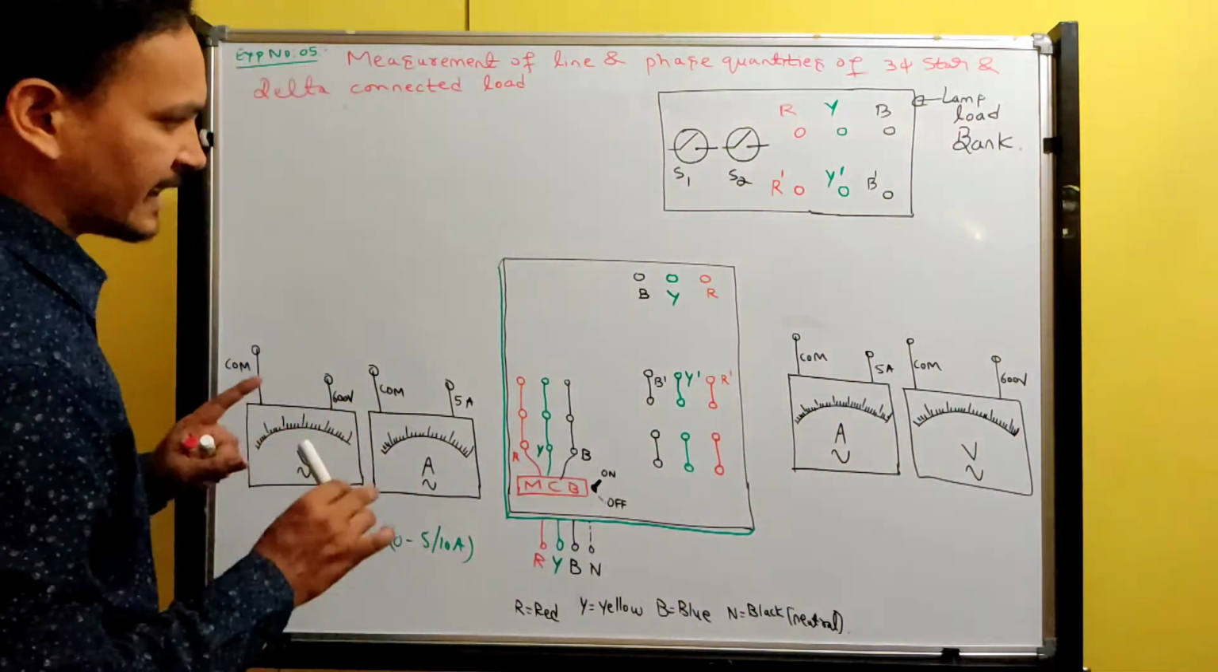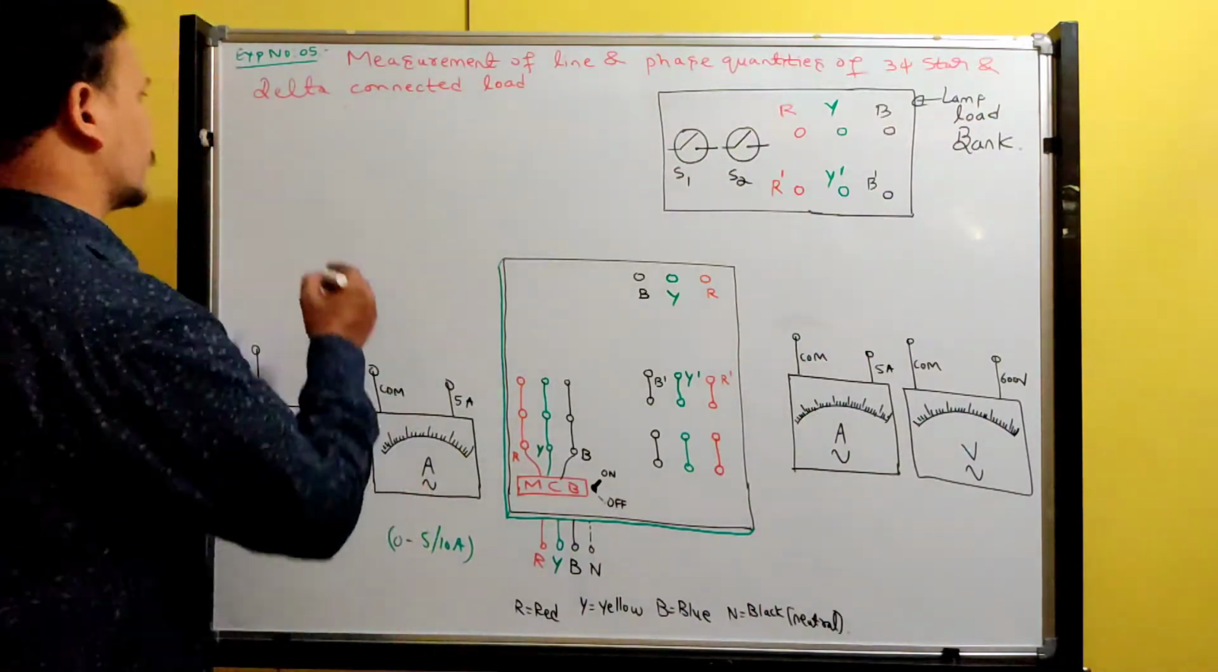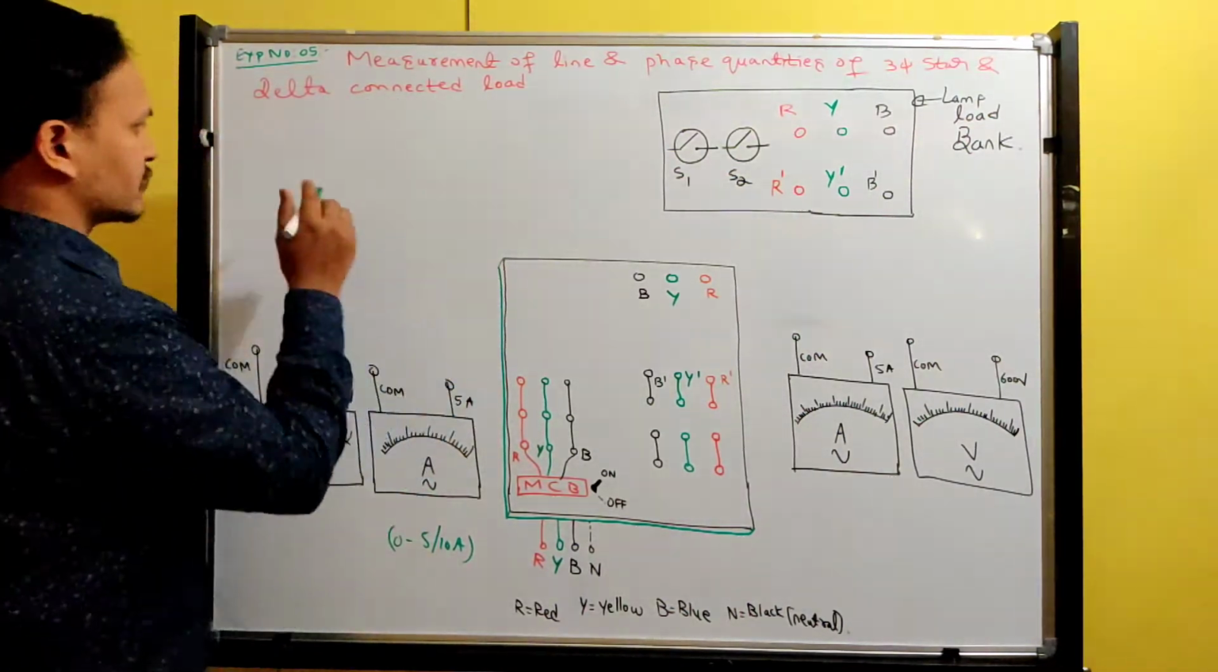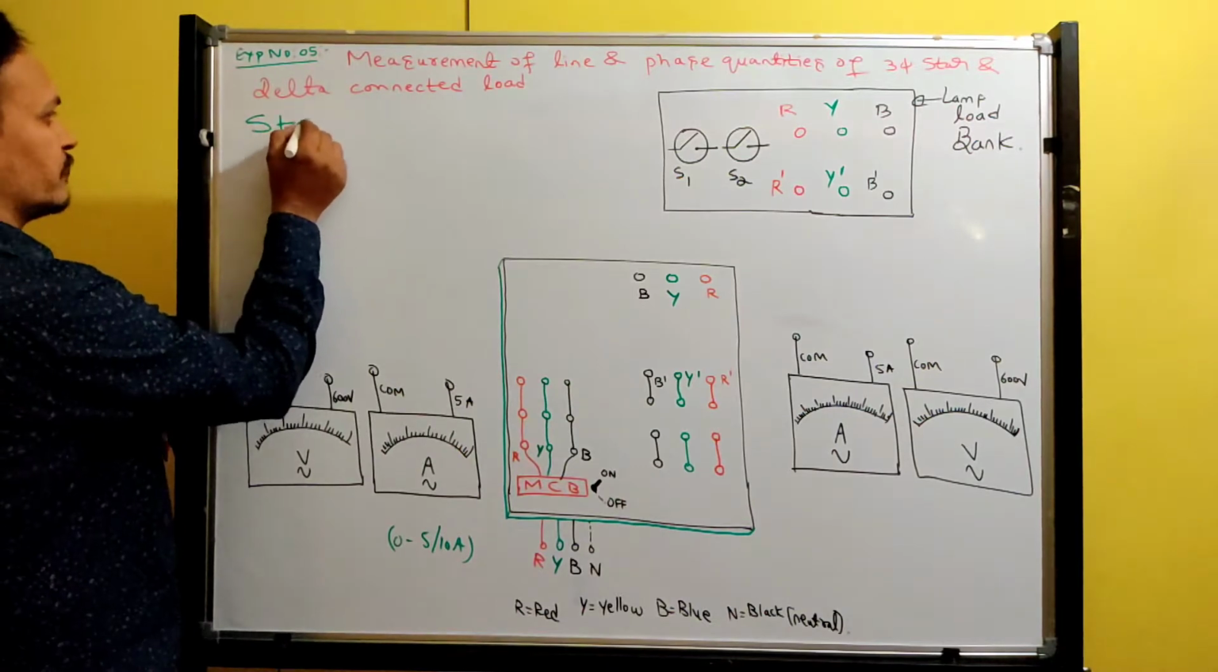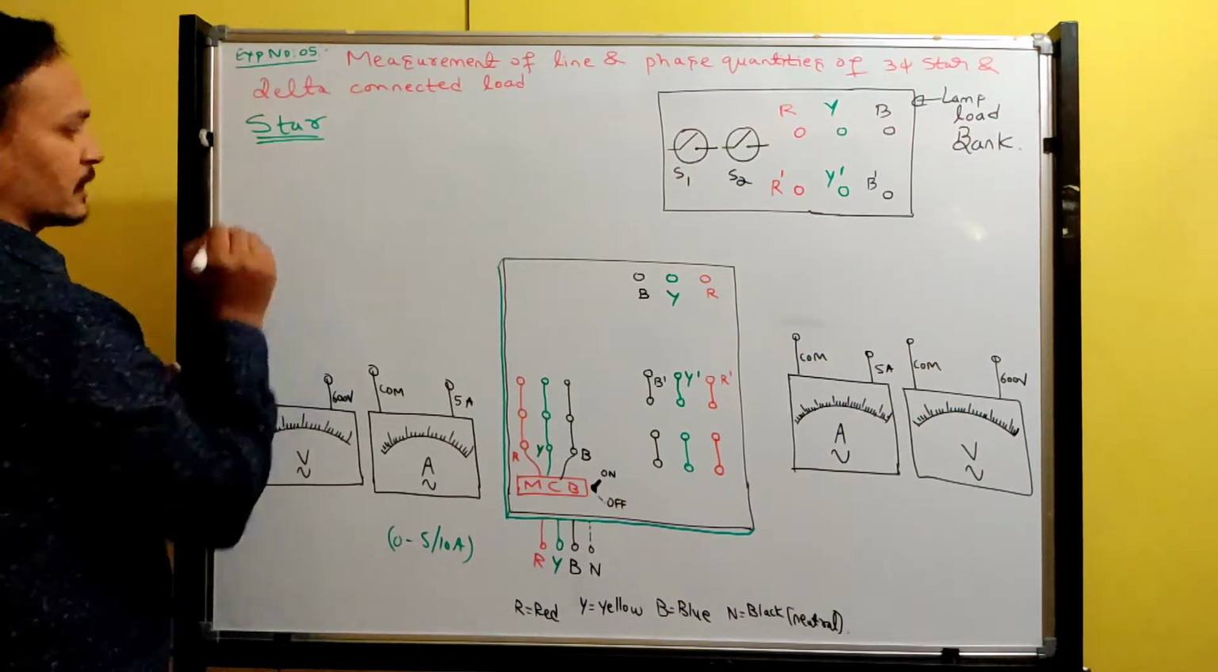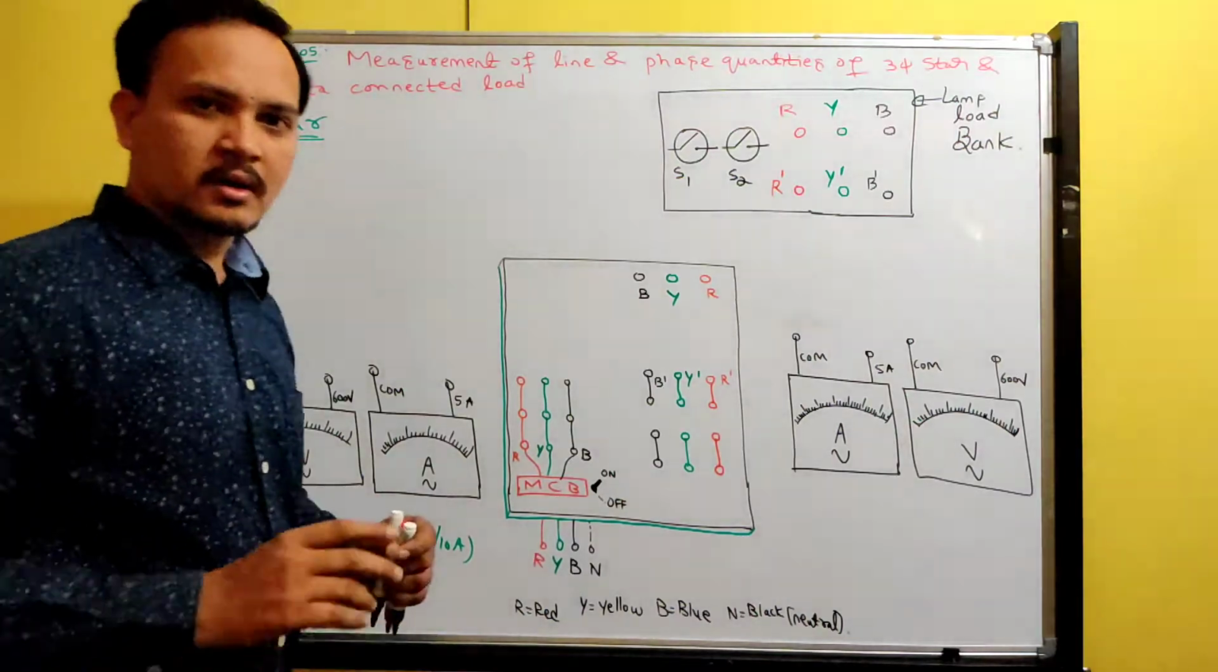So first I am doing connections for star connection. Okay, I will do the circuit connections for star configuration. First I will do for star connection. Later I will do for delta.